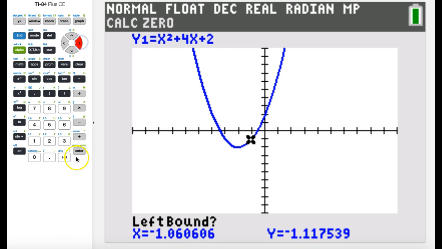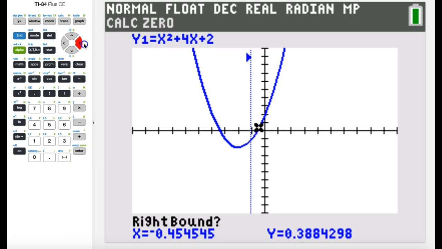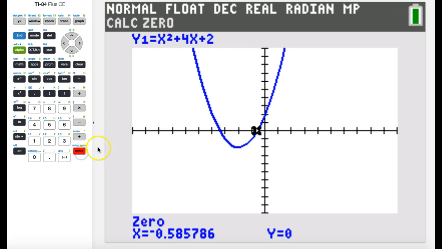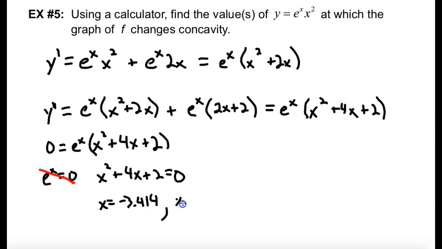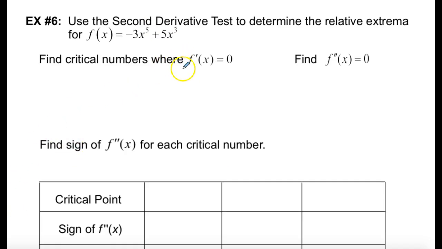And then my second answer, let's do second calc 0 again. And again, it asks me for a point to the left, a point to the right. Guess doesn't matter. So my second answer is negative 0.586. X equals negative 0.586. All right. So these are the values at which my original graph changes concavity. Okay. Let's move on to the last page then.